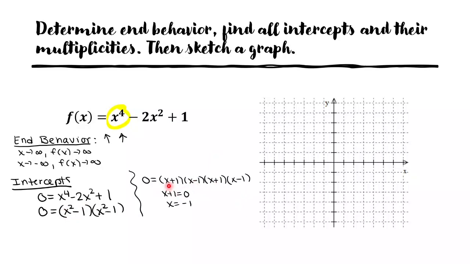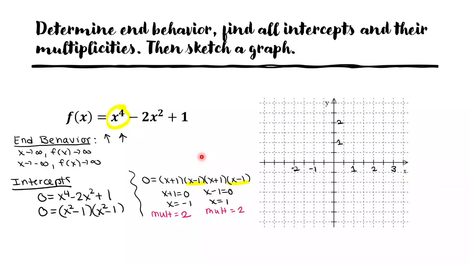I'm going to set my factors to 0. X plus 1 equals 0 when x equals negative 1. This 0 has a multiplicity of 2 because I have 2 identical factors that give me the same 0. X minus 1 equals 0 when x equals 1. This also has a multiplicity of 2 because I have 2 identical factors that give me the same 0. We could have also written those factors as x minus 1 squared and seen that exponent of 2.